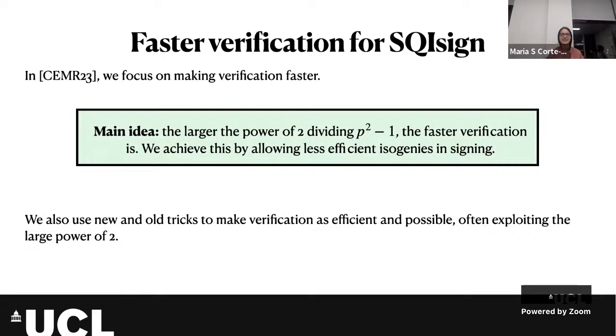Just before I go on to that, this power of 2 actually had some other benefits in making different parts of the computation more efficient. For example, in low-level languages, if you have a large power of 2, that can actually make your finite field arithmetic a lot faster. That's another benefit that you get just by that, and has nothing to do with isogenies or anything. So there was kind of a double effect to this large power of 2. And we really tried to use new and old tricks to make the verification as efficient as possible.